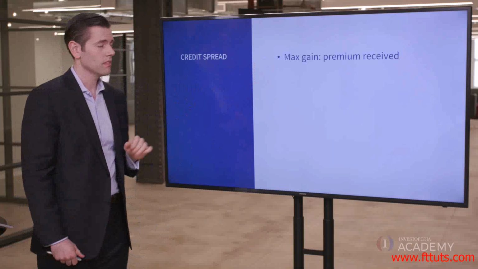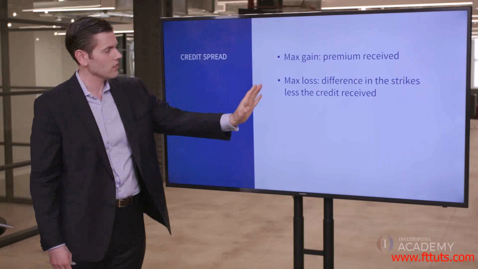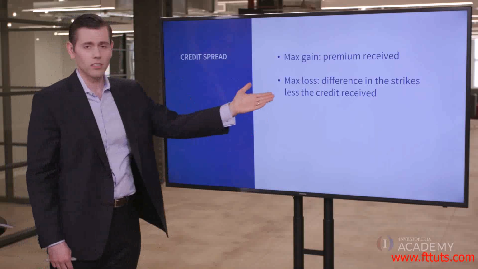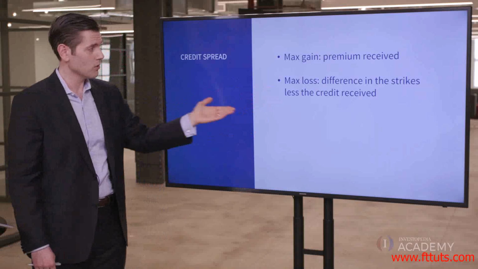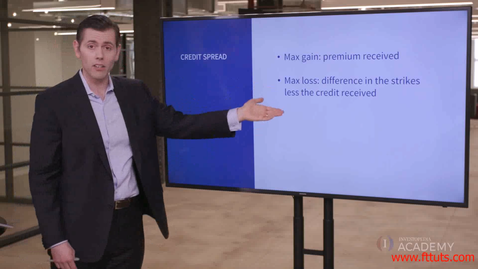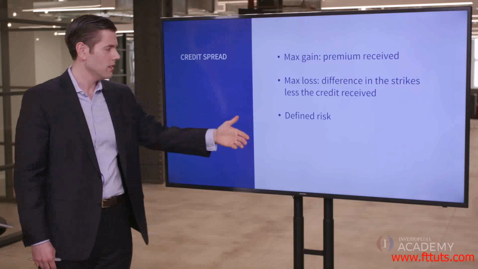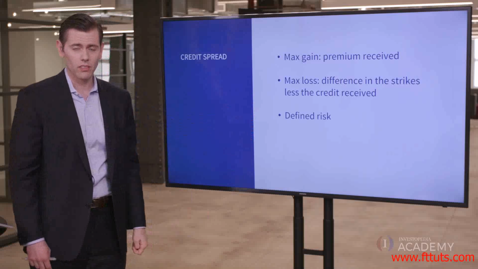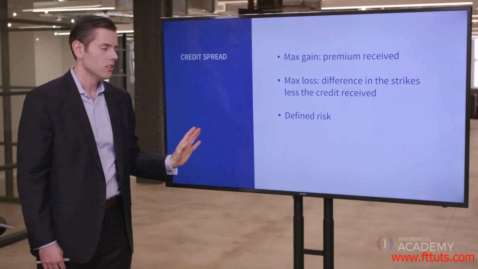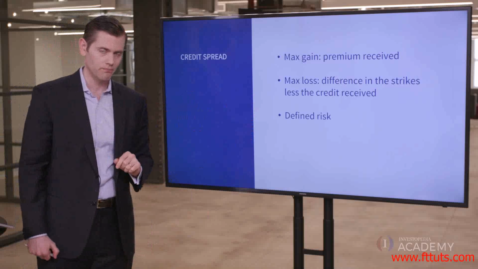Your max loss, or your risk, is going to be the difference of the strikes less the credit received. So in my earlier example, if the difference in the strikes is 10, and then you received 1, then your max risk is going to be 9. 10 minus 1. But the most important thing about this spread is that it's also going to have defined risk. And again, we're talking about the same expiration when I go through these examples. So defined risk, I know my upside, but more importantly, I know my downside.